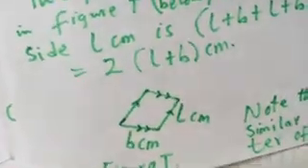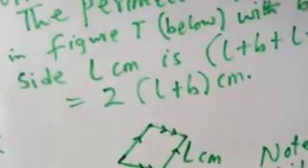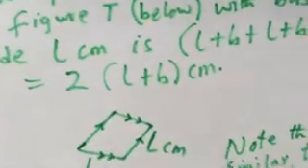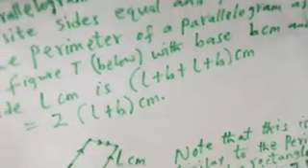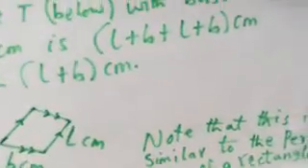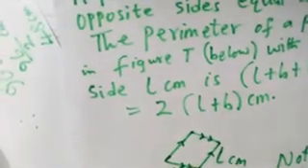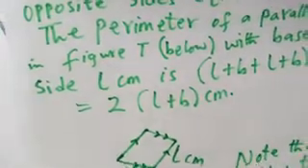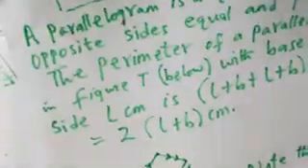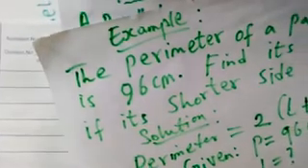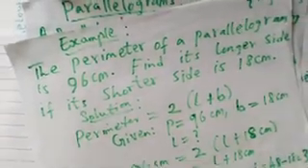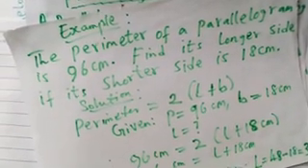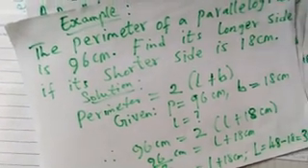So you can see that the formula for calculating the perimeter of a parallelogram is the same as the one you use in calculating your rectangle, which is 2 into L plus B. So let's look at an example. The perimeter of a parallelogram is 96 centimeters. Find its longer side if its shorter side is 18 centimeters.